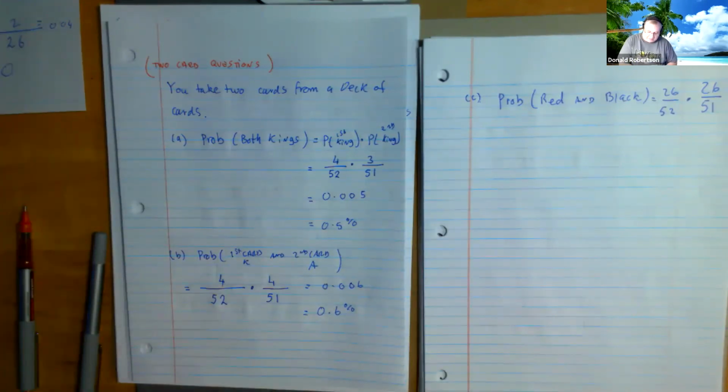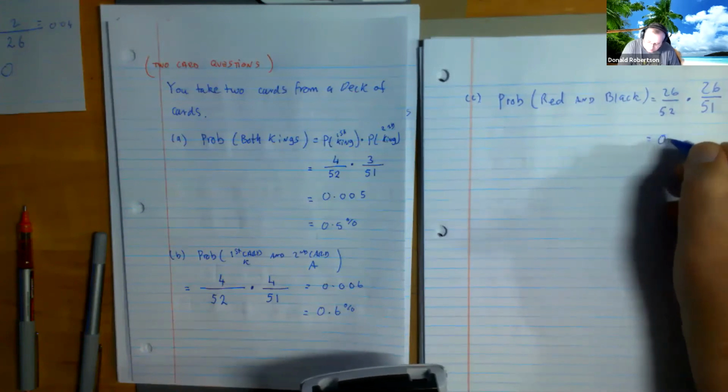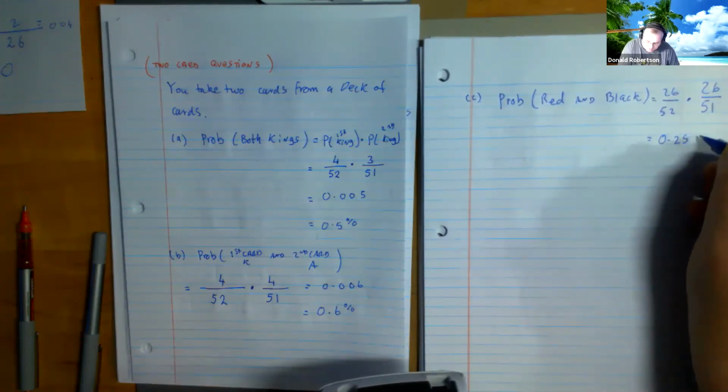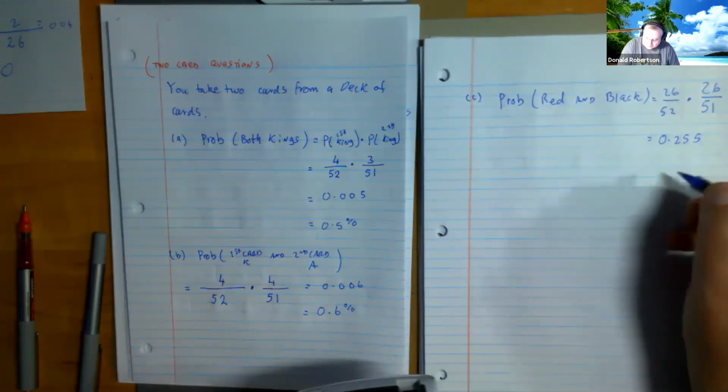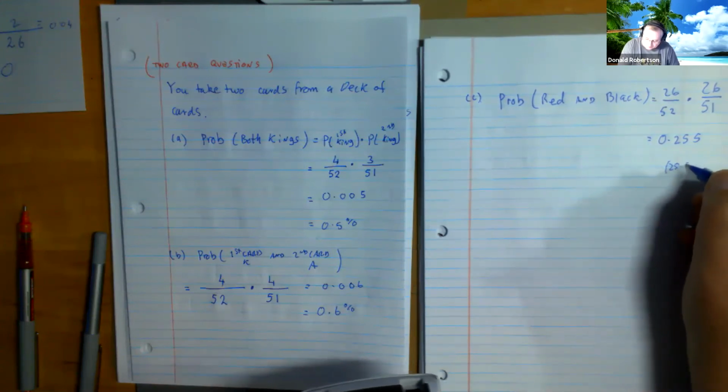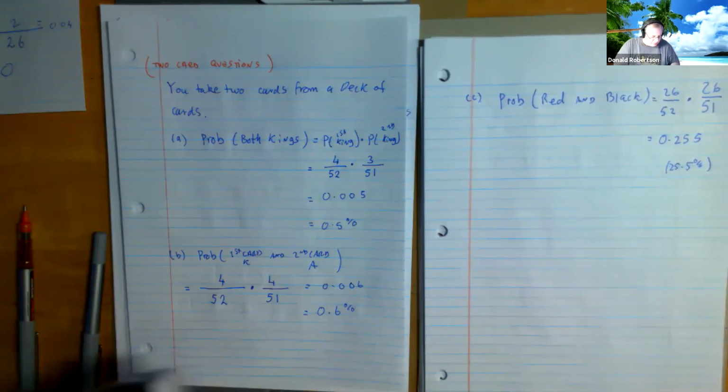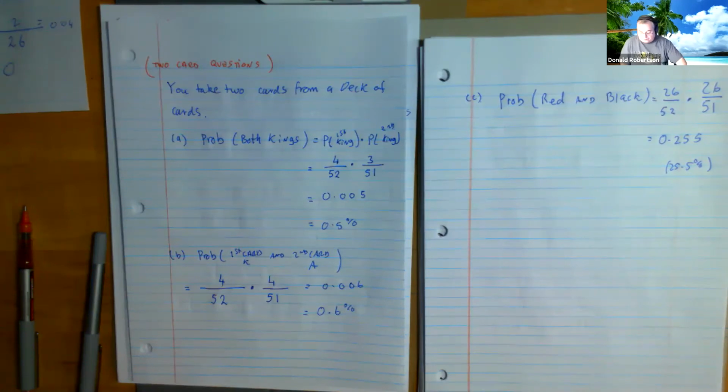Now, I'm doing that calculation, which is pretty messy as well. So I'm going 26 times 26, got that. Divided by 52, got that. Divided by 51, got that. And that is going to happen 0.255, or about 25.5% of the time. A little bit more than a quarter of the time, you're going to get a red and a black.